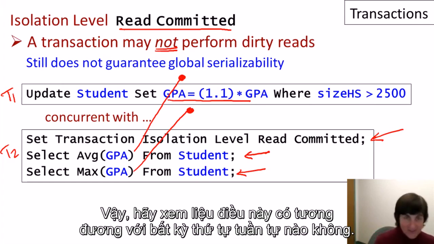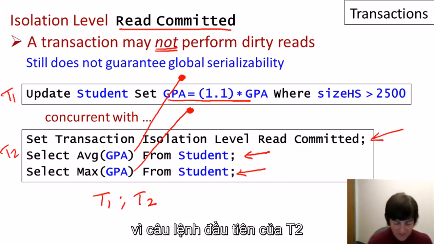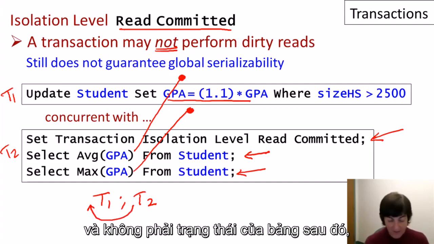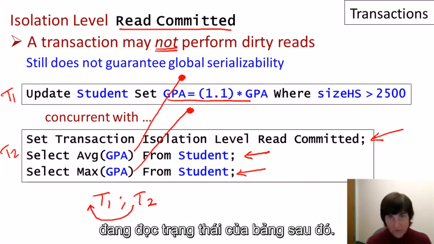So let's see if this is equivalent to any serial order. Is it equivalent to T1 followed by T2? Well, it's certainly not, because T2's first statement is reading the state of the table before T1 and not the state of the table afterwards, although T2's second statement is reading the state of the table afterwards.